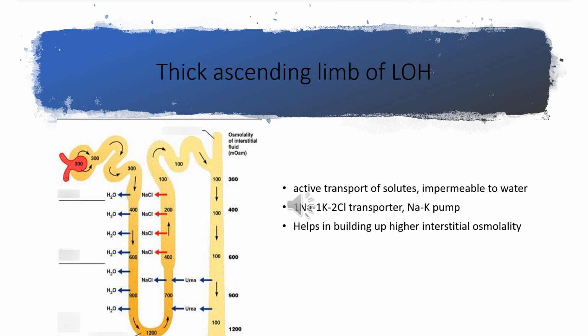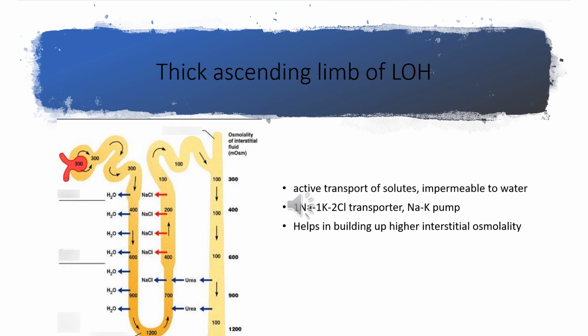what happens? Water will be retained inside the tubule, but solutes will be reabsorbed. This reabsorption of solutes into the medullary interstitium helps to build up the interstitial osmolarity, but the solution or the fluid inside the tubule will become hypotonic. Why? The water will be retained inside the tubule, but more and more solutes will be removed from it. So thus it becomes hypotonic.